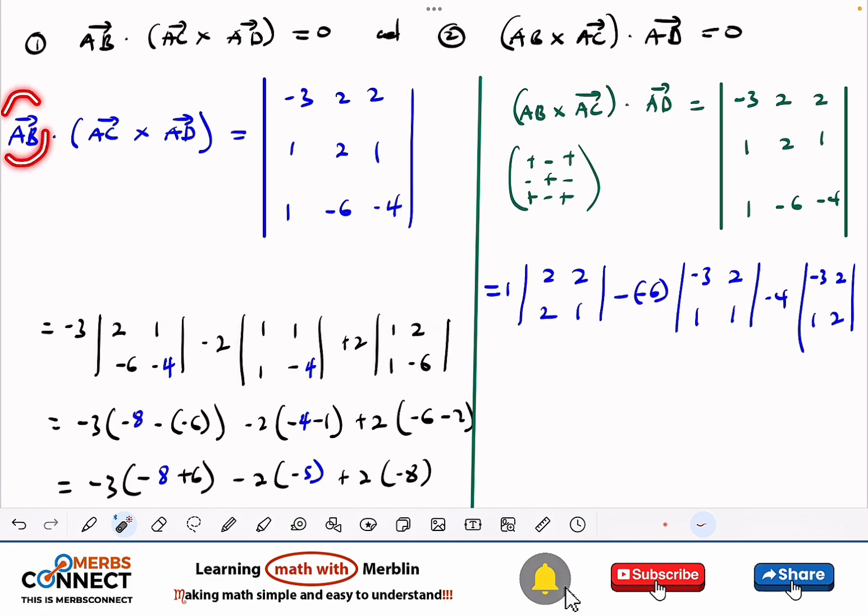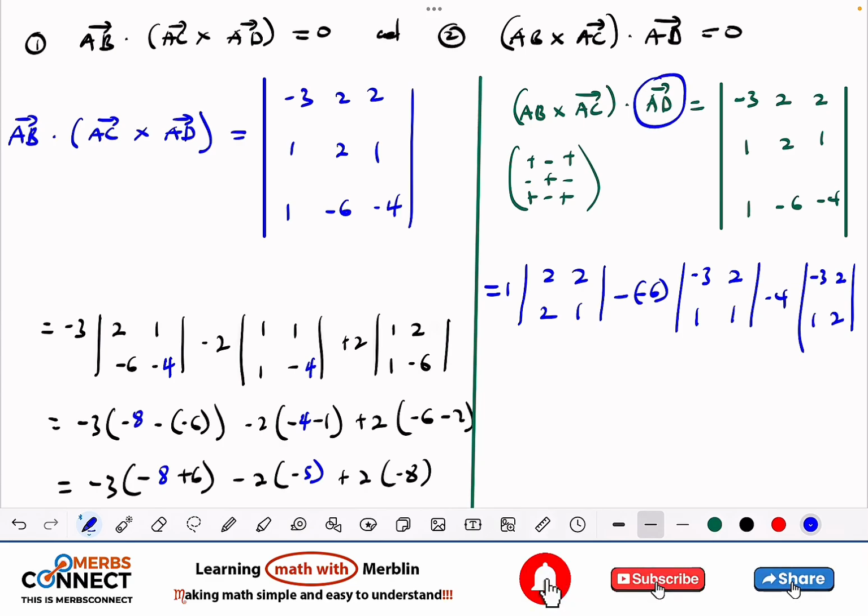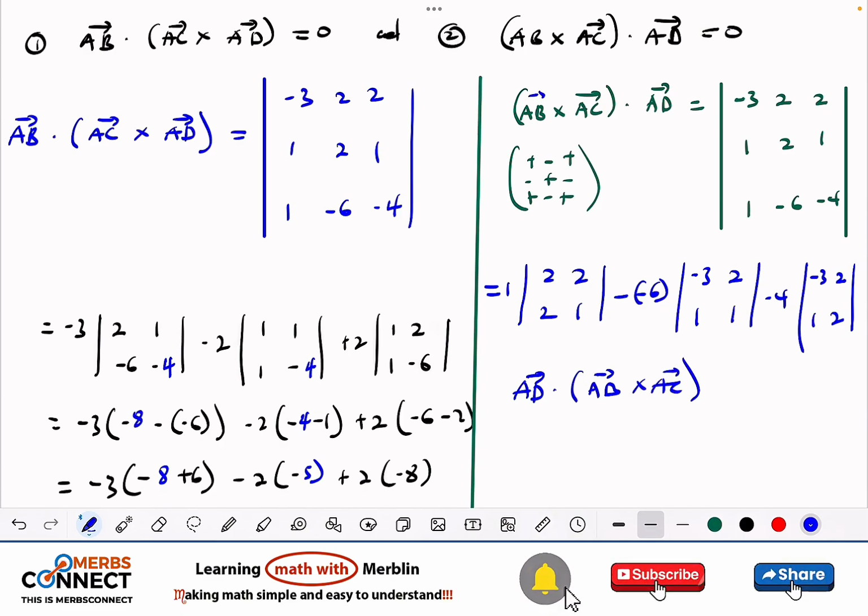And this one basically we start from the top, which is the same thing as that. Basically, I think you can also rotate this one, right? Because it is dot, you can rotate this. You can write this one as AD dot AB cross AC, right? Because we said that dot product is commutative. So if I have A dot B, it is the same as B dot A.